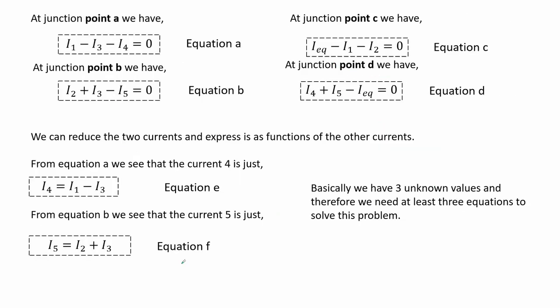We can reduce the two currents and express them as functions of the other currents. From equation A, we see that the current 4 is just equation A. From equation B, we see that the current 5 is just equation F. Basically, we have 3 unknown values, and therefore we need at least 3 equations to solve this problem.